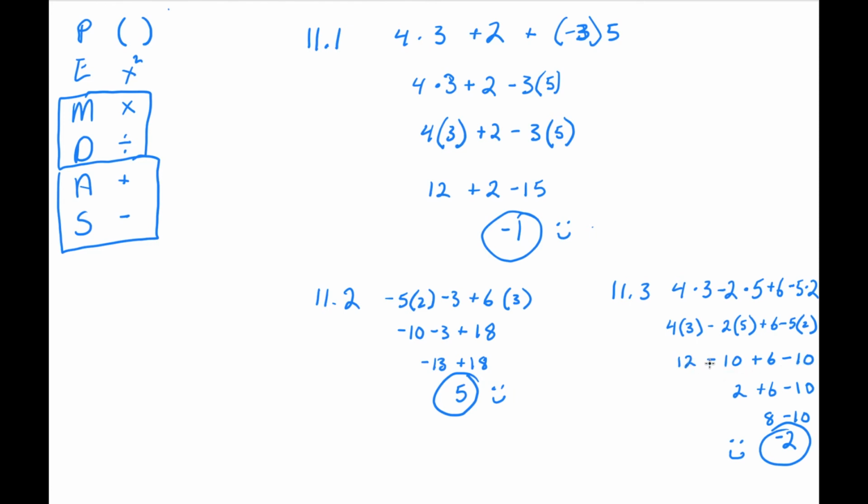it occurs. 12 minus 10 is 2. 2 plus 6 is 8. 8 minus 10 is negative 2. And that's what you should have gotten and how you should have gotten it.